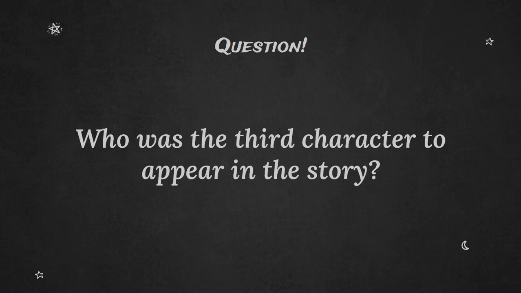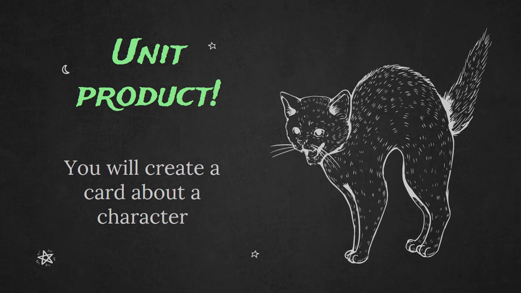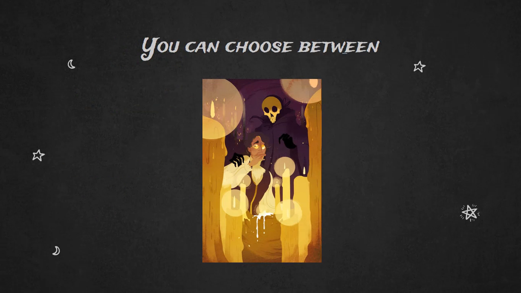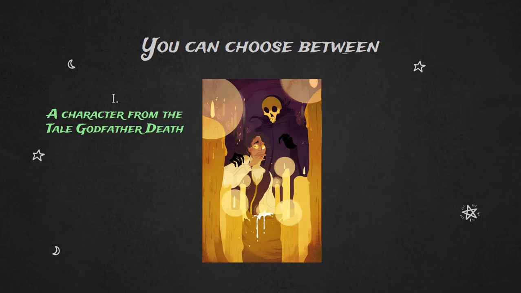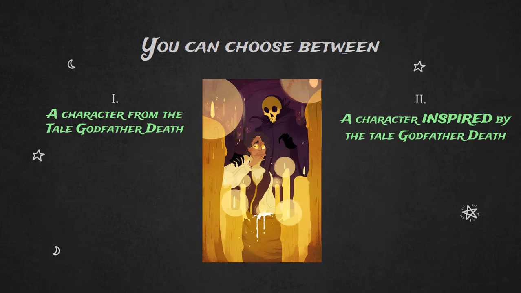Okay, now, let's move on. So, unit product. You will create a card about a character. But not any character, no cualquier character. It must be about the tale of the Godfather Dead. So you can choose between, puedes elegir entre a character from the tale of the Godfather Dead, meaning un carácter que ya existe, or a character inspired by the tale of the Godfather Dead.